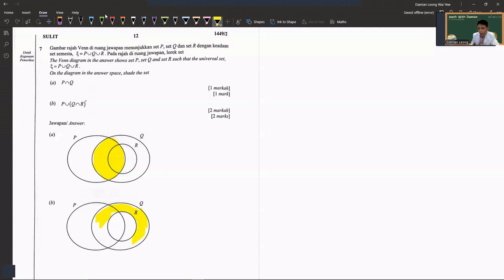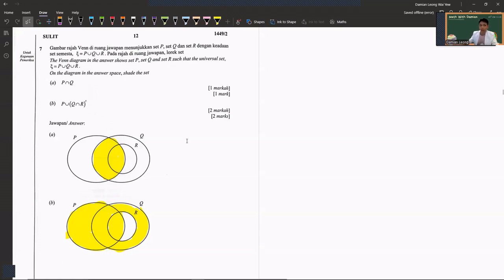Okay. So it includes all these parts here. Yeah. Then union P. Union P means we add on what's inside of the set P. So we have to add in this part as well. This is also inside set P. So the whole set P should be shaded. That's it. That's the shaded region here.